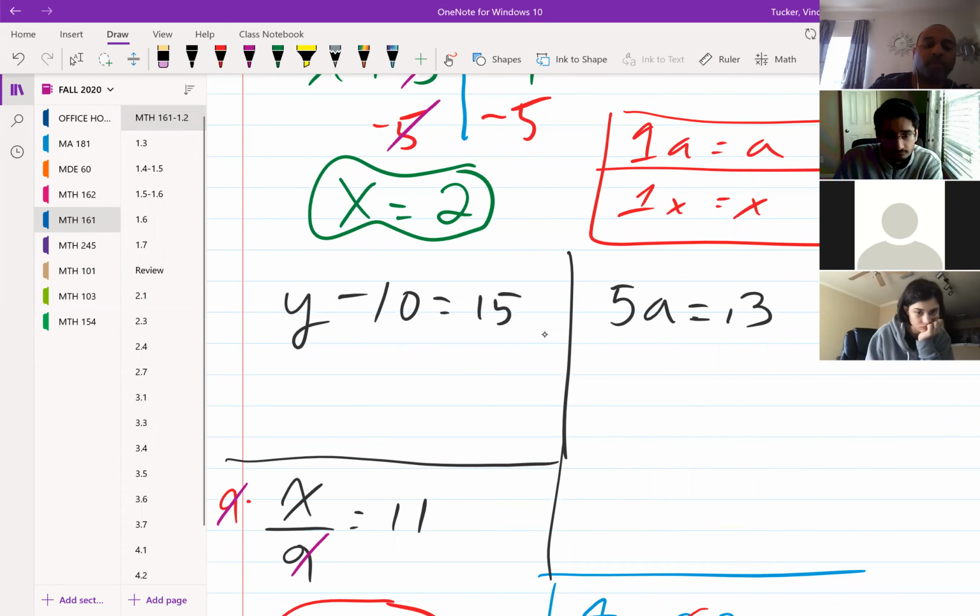Over here, 5a equal to 13. 5a is 5 times a. So if I have 5 times a, that means I need to divide by 5 on both sides. a is equal to 13 over 5.